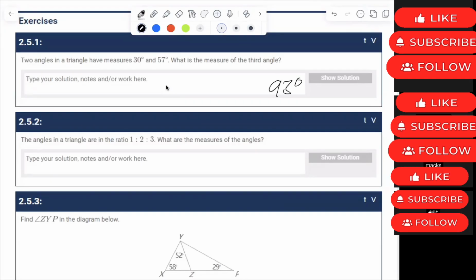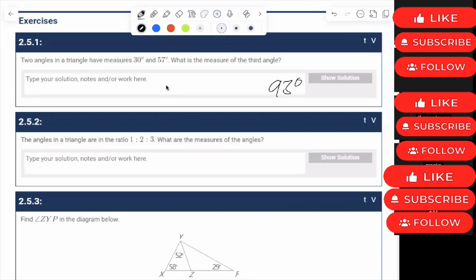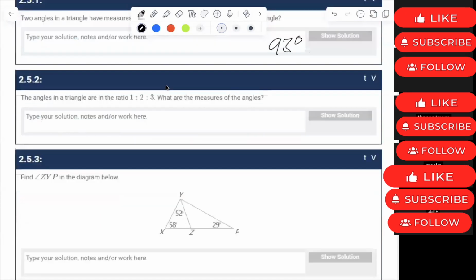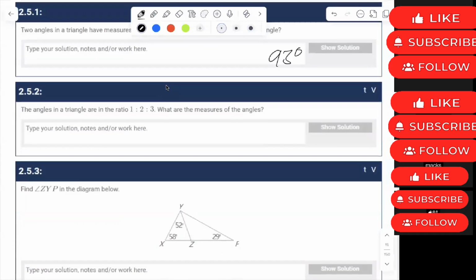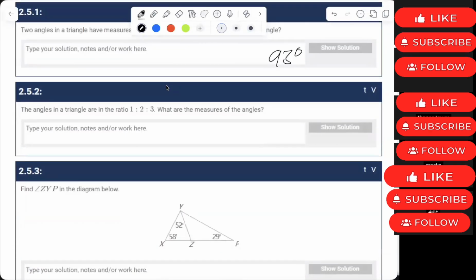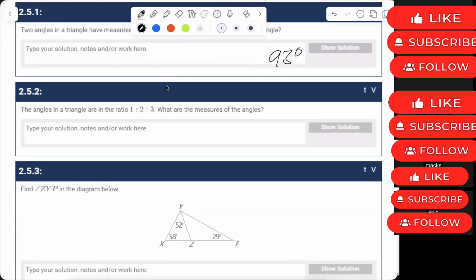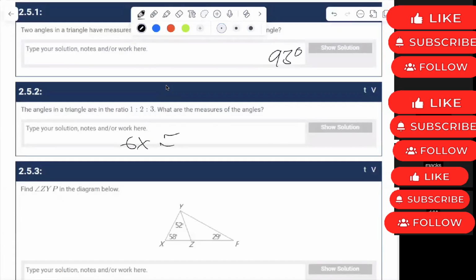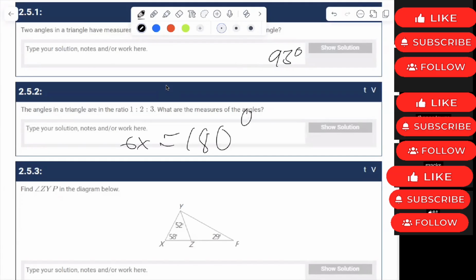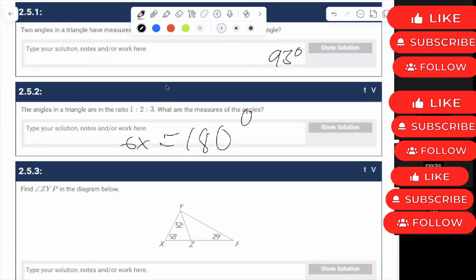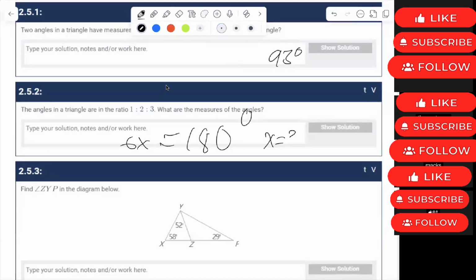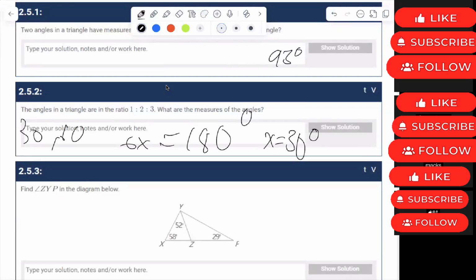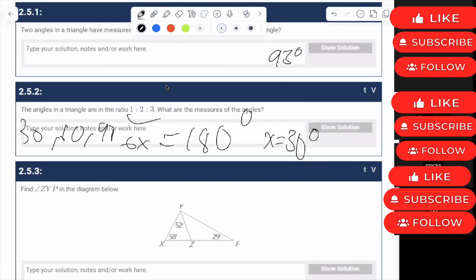The angles in a triangle are in ratio 1, 2, 3. What's the measure of the angles? Remember ratios we talked about before? Let's say the part is x, right? Summing this all up gives you 6 parts, or 6x. And this is equal to 180 degrees, since the total sum of all the angles in the triangle is 180 degrees, so x is 30 degrees. Now, what are the measures of the angles? That would be 30, 60, and 90, 1, 2, and 3 respectively.